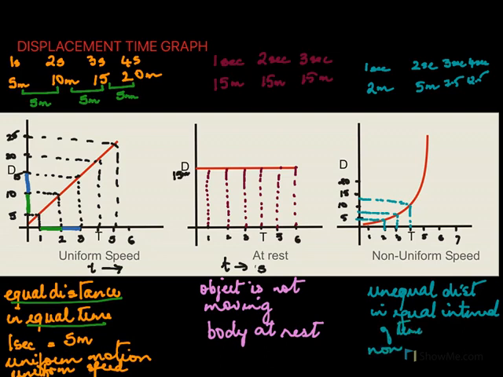This is a non-uniform motion. The speed is not constant. See, for the first 1 second it has covered 3 meters. Then it has covered 2.5 meters. Then it has covered 5 meters. And as you go higher and higher, you will find for every second it covers more and more distance. So it is covering unequal distances in equal intervals of time. And such motion is said to be non-uniform motion.